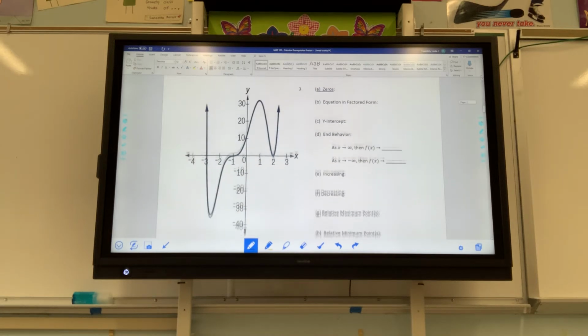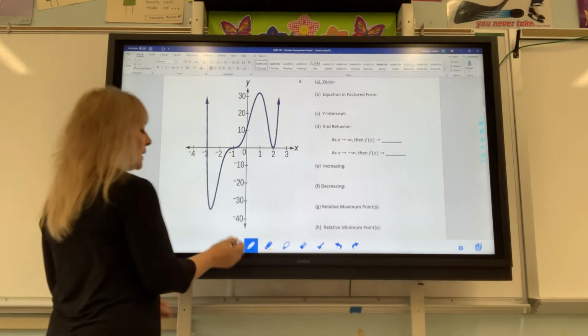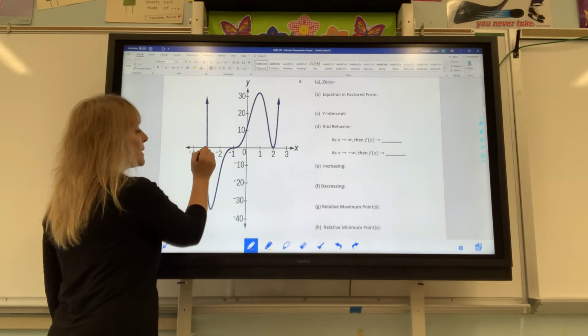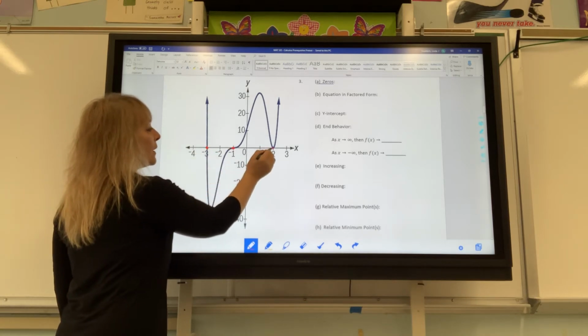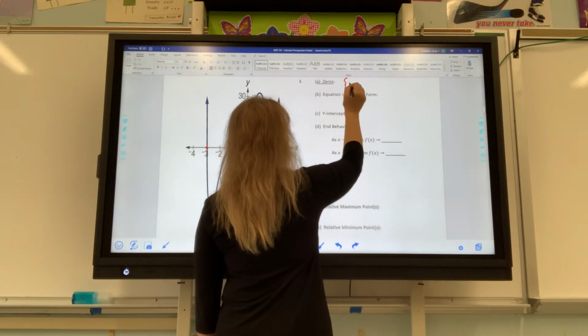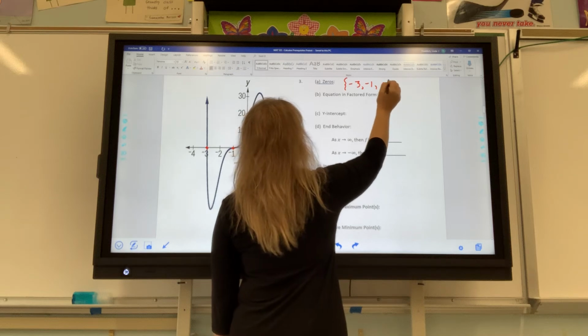Okay, one more problem on this page, and here is the graph for it. Let's see how we can do with this. I'm looking for the zeros. The zero is any place where your graph intersects the x-axis. I have 3 of them. I have -3, I have -1, and I have +2.